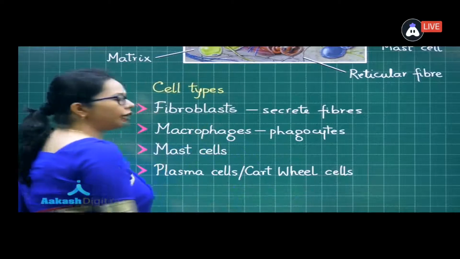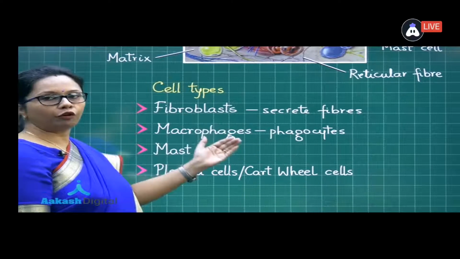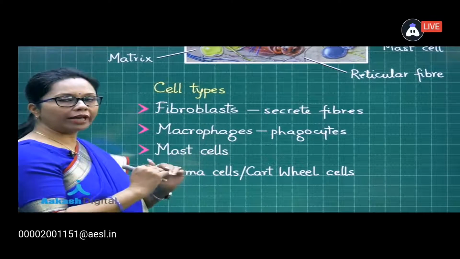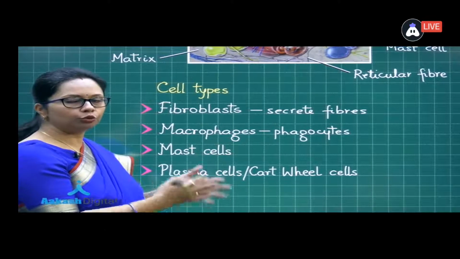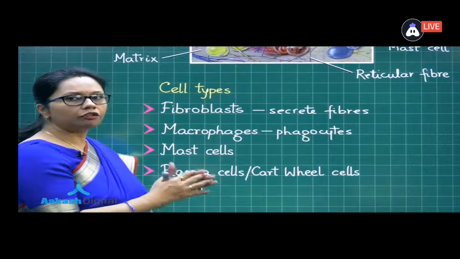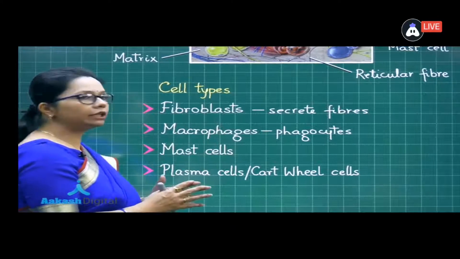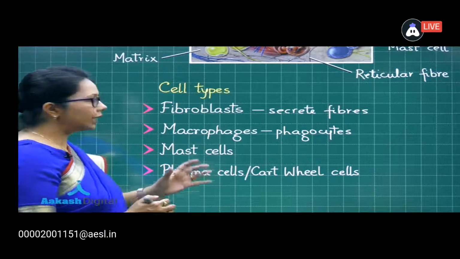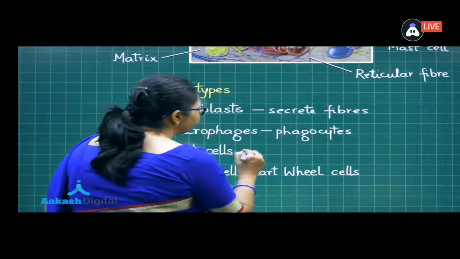And these are derived from one of the types of WBCs, that is monocytes. The monocytes, when they enter the tissues from the capillaries, become resident phagocytic cells, and they are then termed macrophages.